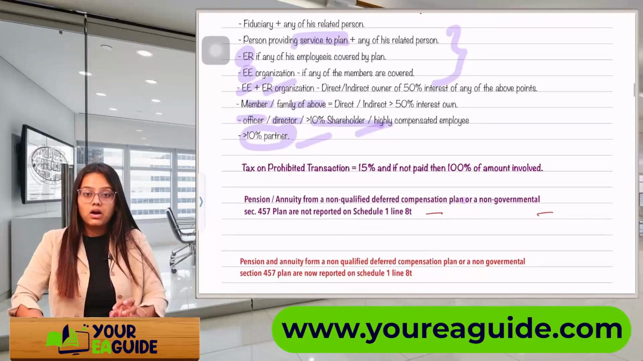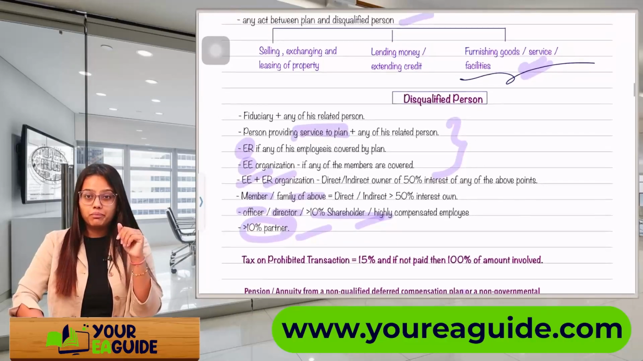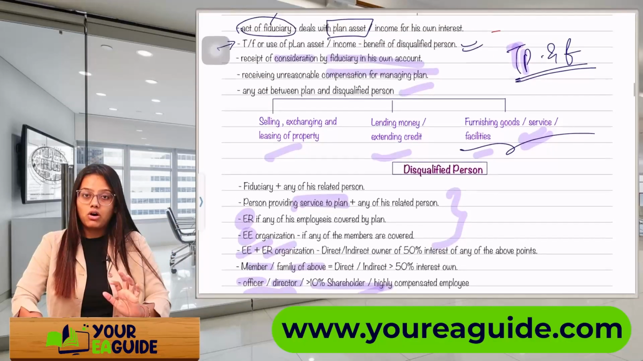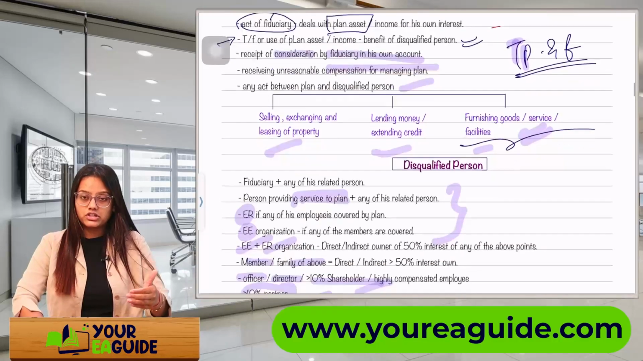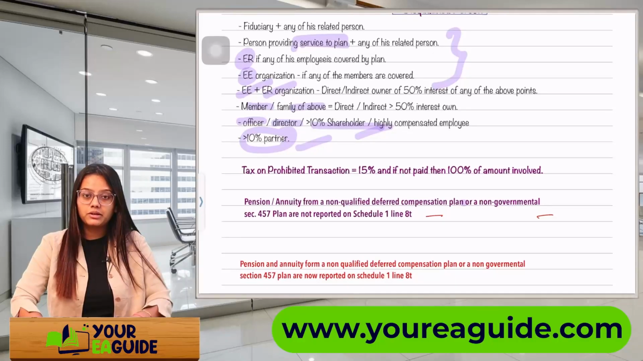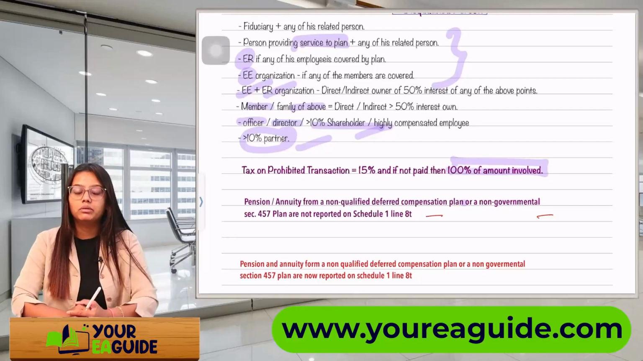Okay. Now tax: if you do a prohibited transaction, if you're doing any of these three scenarios, or if it is done with any of the disqualified persons, straight away you will have to pay a 15% penalty, 15% tax on the transaction. If you forgot to pay that, straight away the whole 100% amount involved will be liable for the tax.